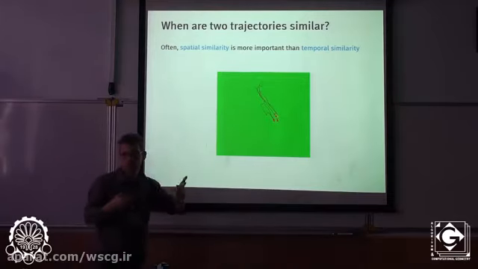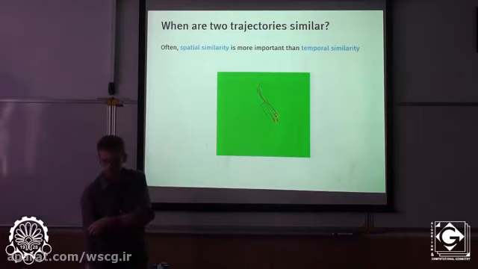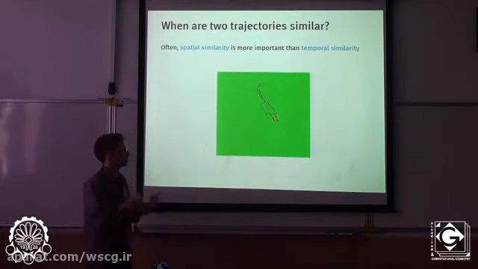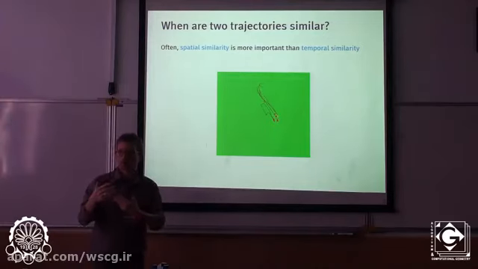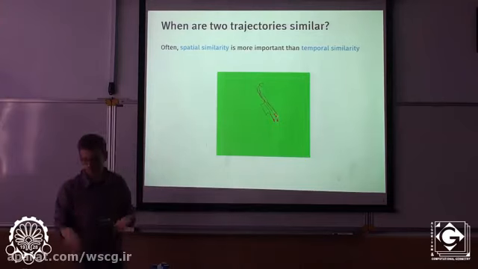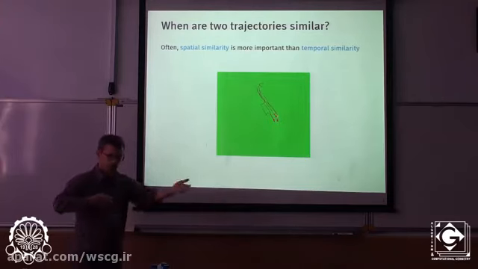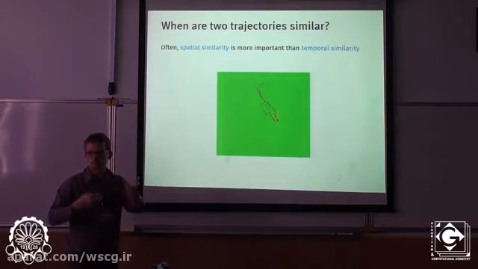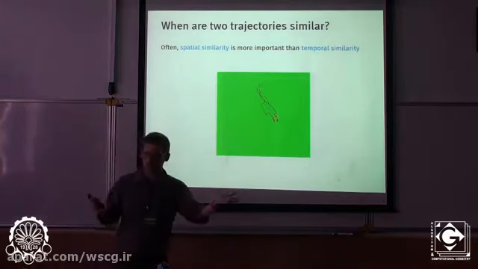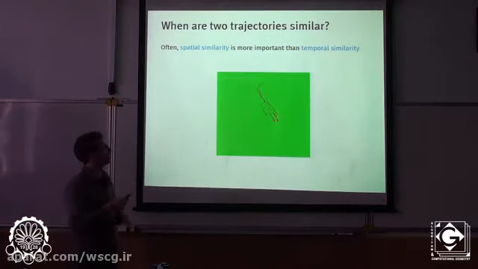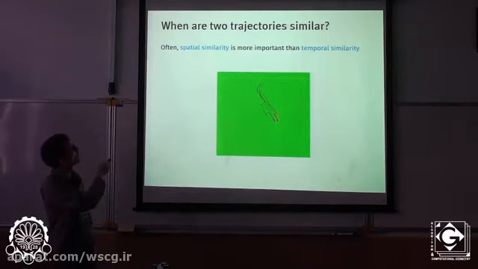And you can also think of settings where if you look at data on roads, for instance, then obviously the time very much depends on traffic. But still, if you are just interested in finding frequent routes, then you ignore whether there was a traffic jam one morning or you came through quickly on another one. So we will focus on spatial similarity.